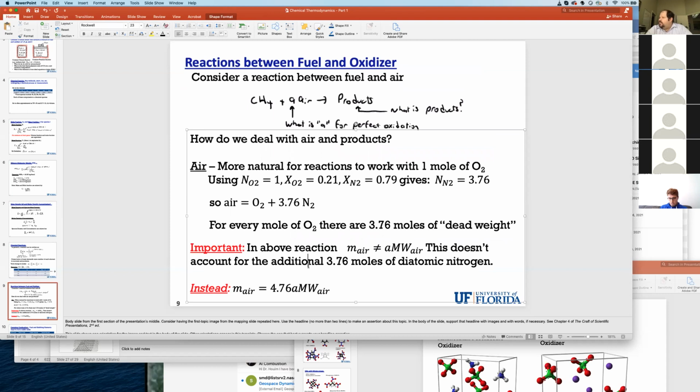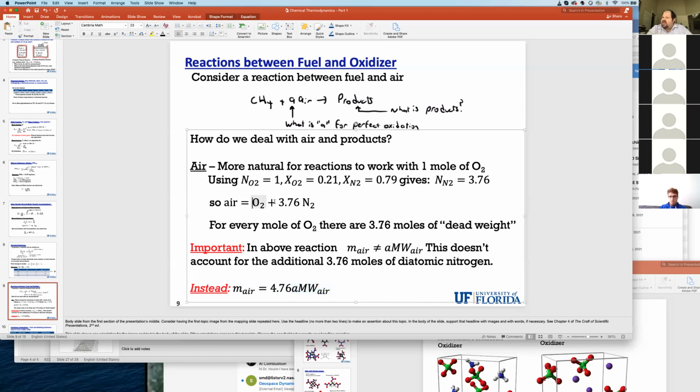Okay. Now, there's a very important thing, and it's a very common mistake even for grad students and even professors. I sometimes make it myself. In the above reaction, if you're going to treat air like this, the mass of the air is not equal to A times the molecular weight of the air. The reason is this does not account for the additional 3.76 moles of N2. So instead, for air, the mass of air would be the total number of moles in the air times the mean molecular weight of the air.